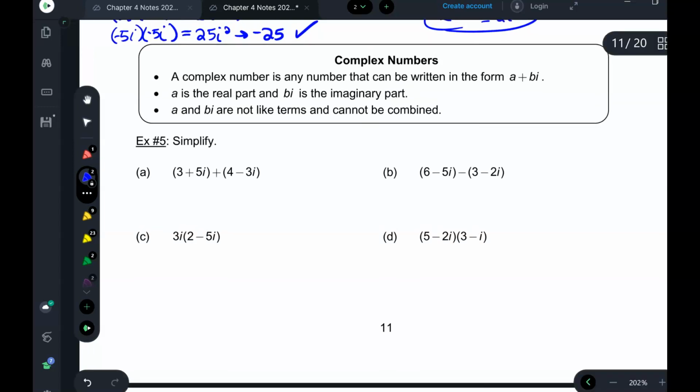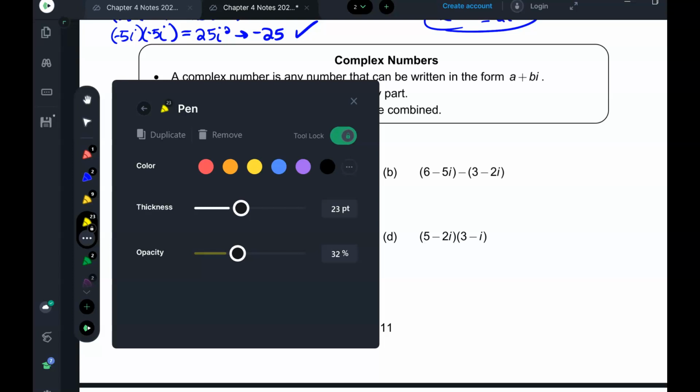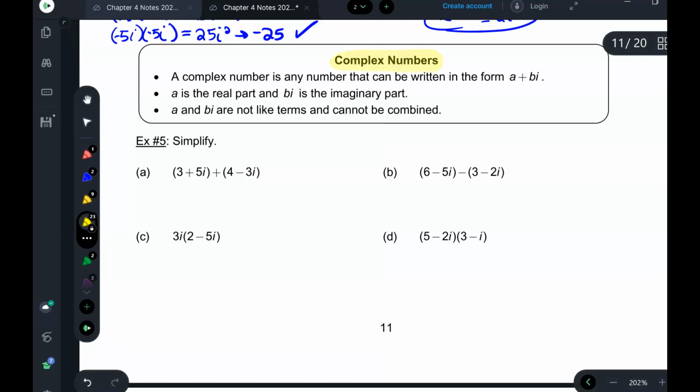All right. Now we are going to look at complex numbers. Basically, a complex number just has a real number. So a is the real part and bi is the imaginary part. They're not like terms, so we kind of treat i like a variable here. So when I'm simplifying, I can only combine the 3 and the 4. You can't FOIL. This is a plus. We'll do FOIL here.